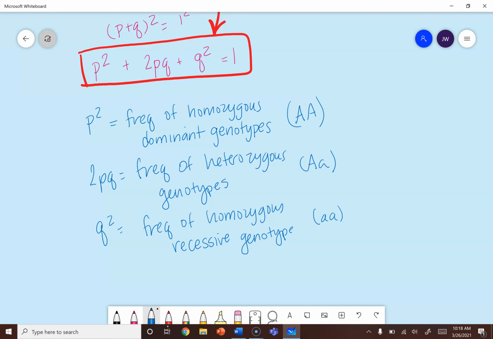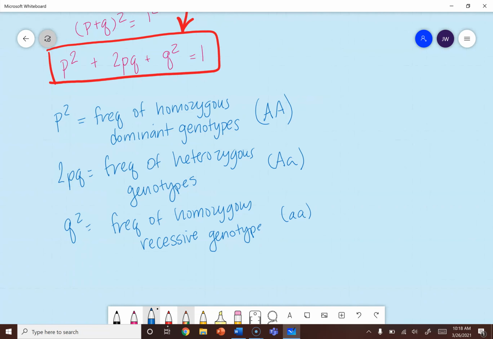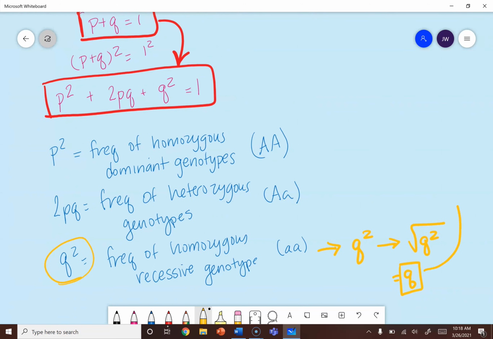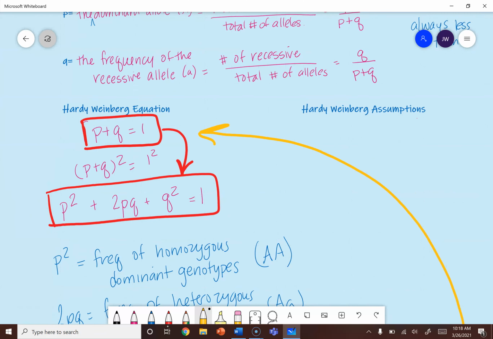or little a, little a. Now, quite frequently when we're doing problems, we're actually given this q squared, and you can use q squared to determine q. You do that by taking the square root of q squared, and that is equal to q. And that is one of your values that you may need to determine your allele frequencies. But we're not going to focus on that right now. For now, I need you to understand this equation, and I need you to understand the Hardy-Weinberg assumptions.